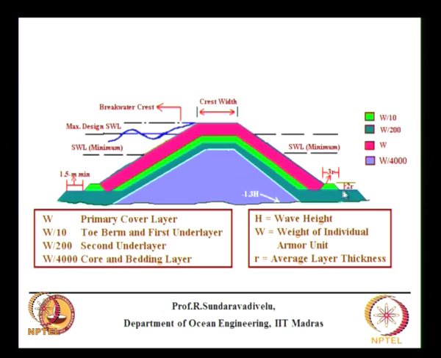This is a foundation for the toe berm and this is the second underlayer, that is W by 200. Then W by 4000 is core and bedding layer. The parameters that are governing are the wave height, weight of individual armour layer, and r, the average layer thickness.